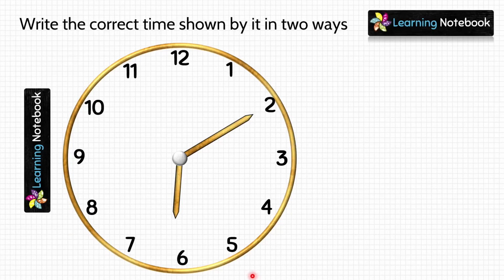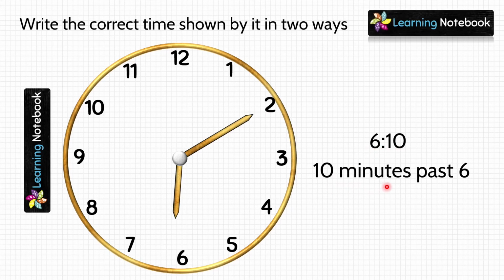Now next question is, again here we have to tell the time in 2 ways. So take a look at this clock. Here hour hand is on 6. So hour is 6 and the minute hand is on 2. So how many minutes have passed? Yes, 10 minutes. So we say time is 6:10 or 10 minutes past 6.